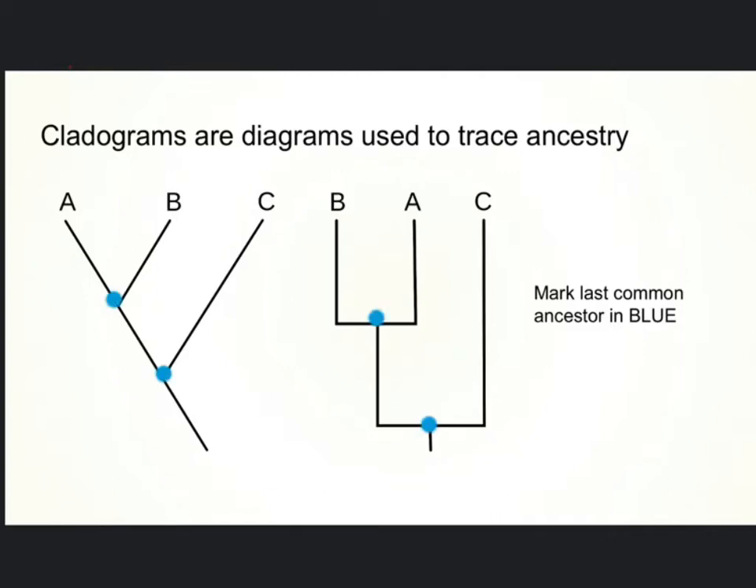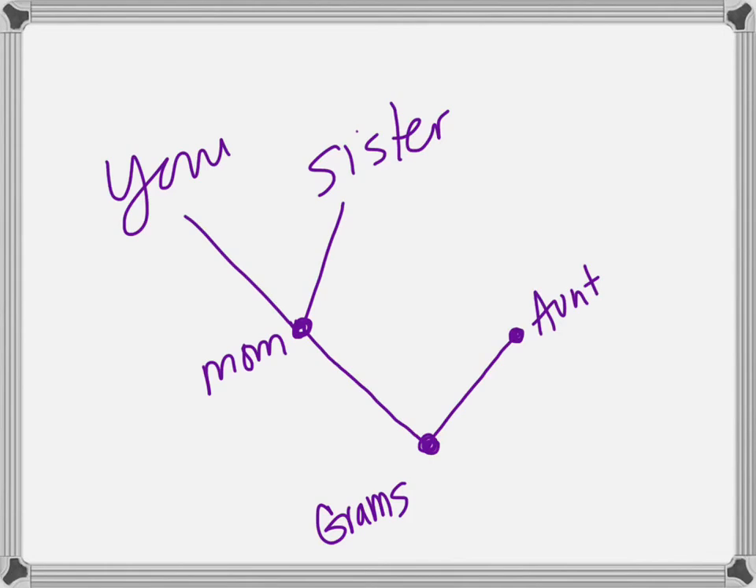Hopefully you've got something like that. And if you're on slides, you can use the dot feature or the draw a shape feature and just put a blue dot. So this is the last common ancestor of A and B. This is the last common ancestor of A and C or B and C. It's the point where their lines split off. And if we use that family tree analogy, it's kind of like your grams.